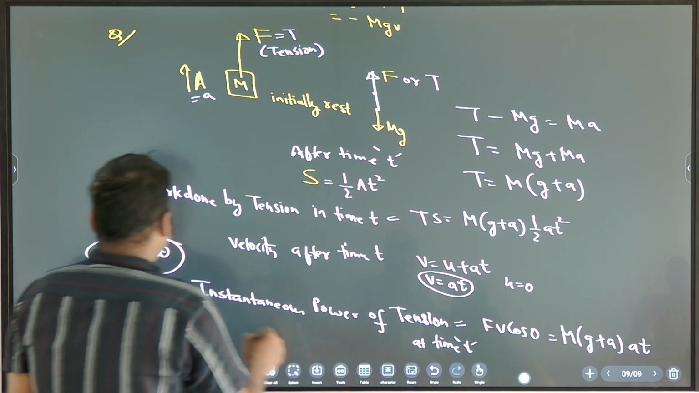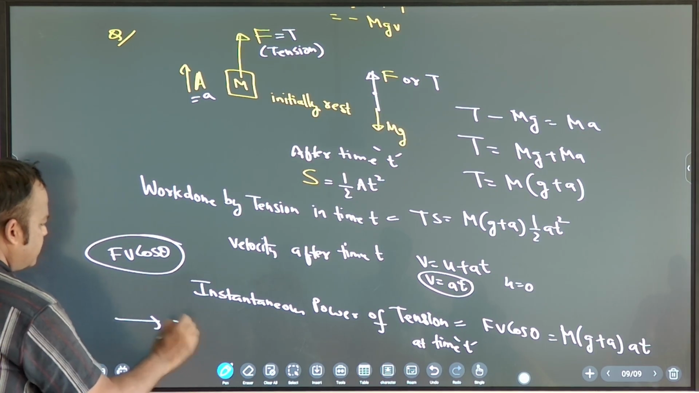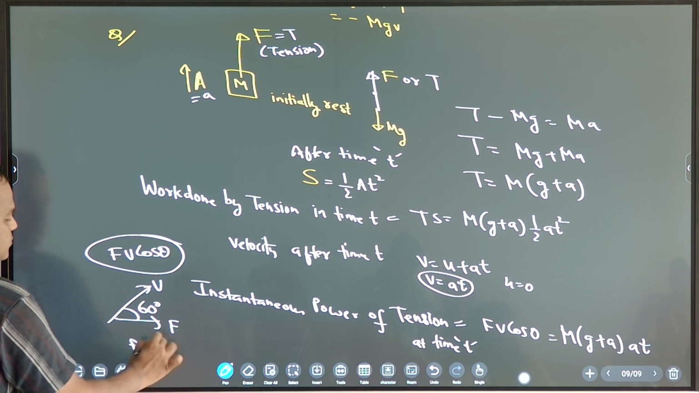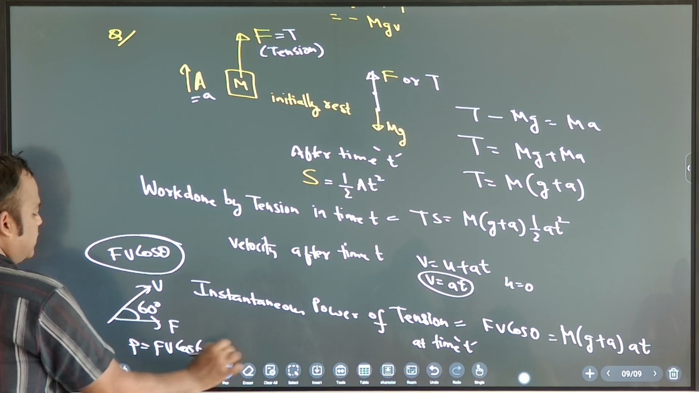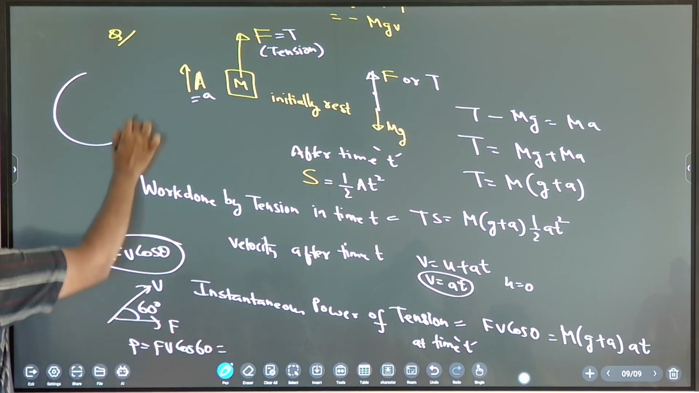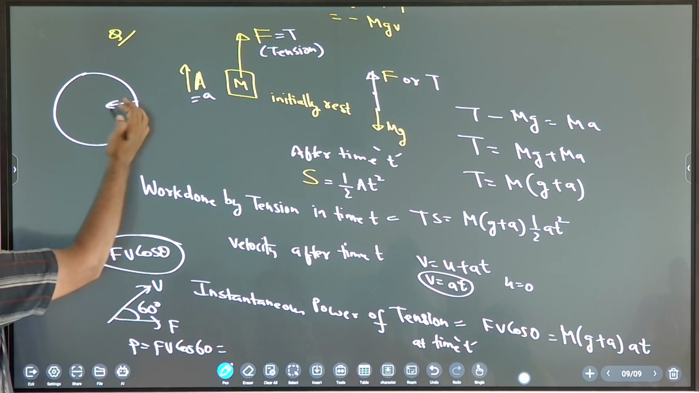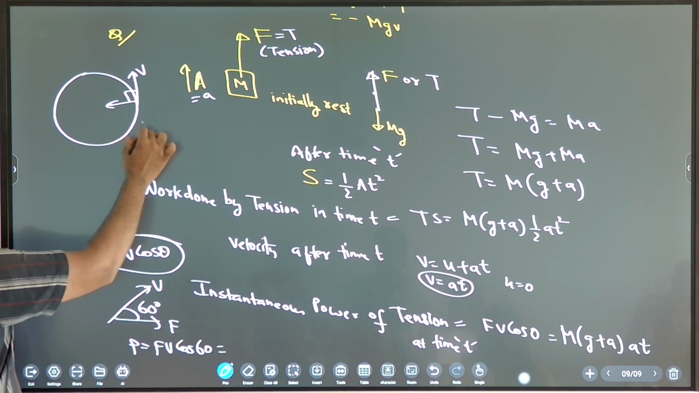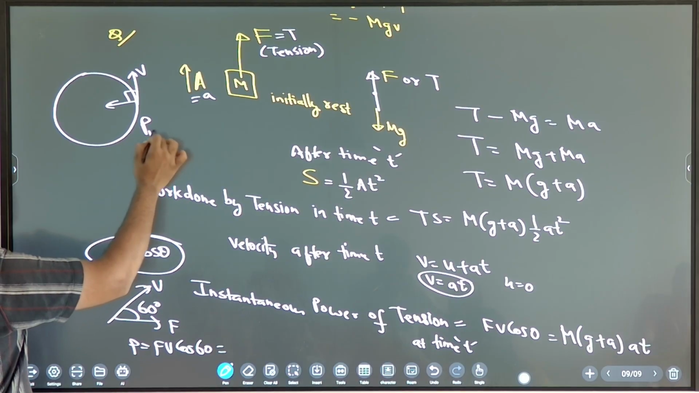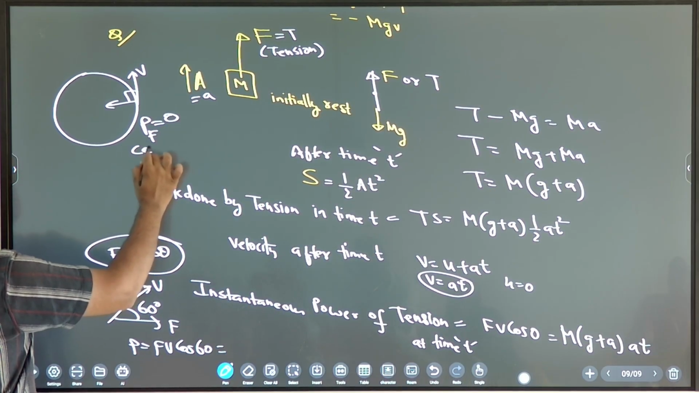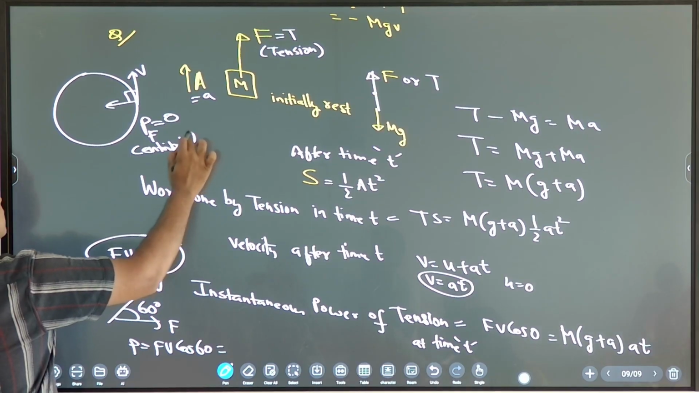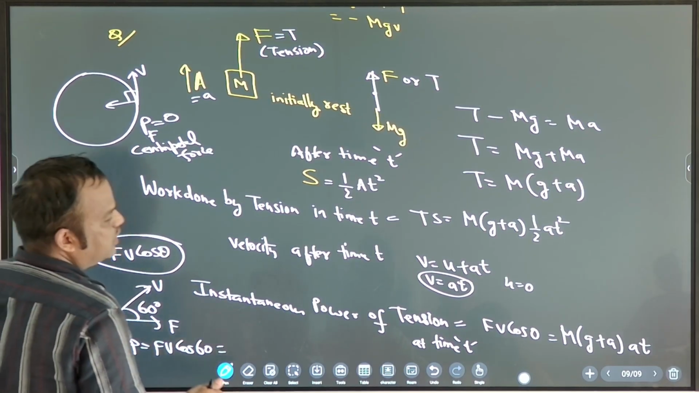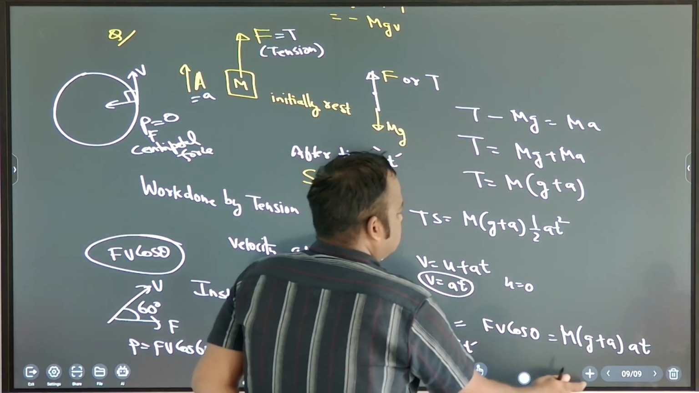And suppose a tricky question is there. Force is like this. V is like this. 60 degrees there. So what is the instantaneous power? Fv cos 60. Correct. Centripetal force. What is the direction of centripetal force? Towards center. Velocity tangential. What is the angle? 90. So what is the power of centripetal force? 0. Power of centripetal force is 0, because the angle is 90.